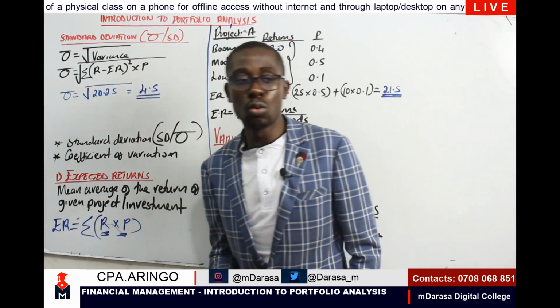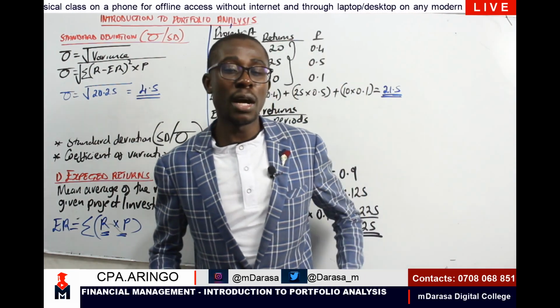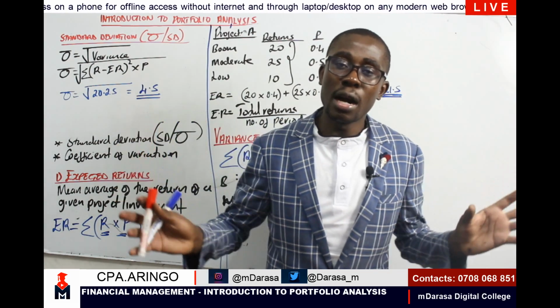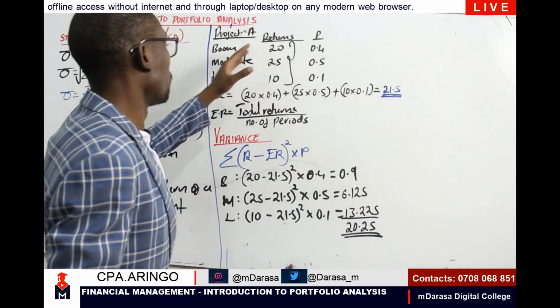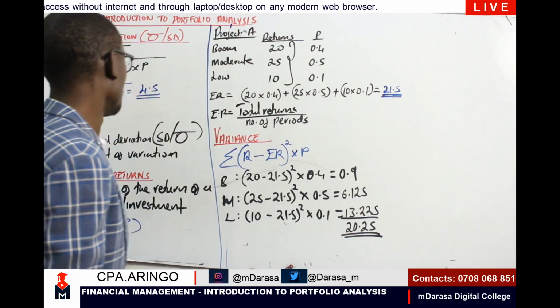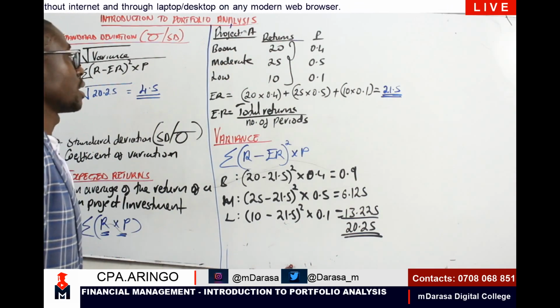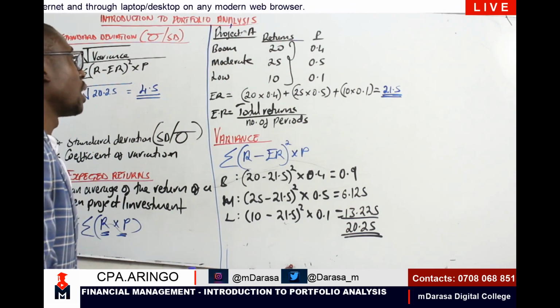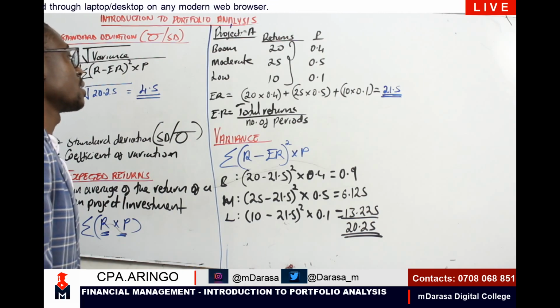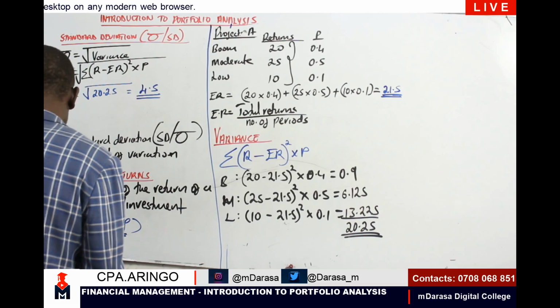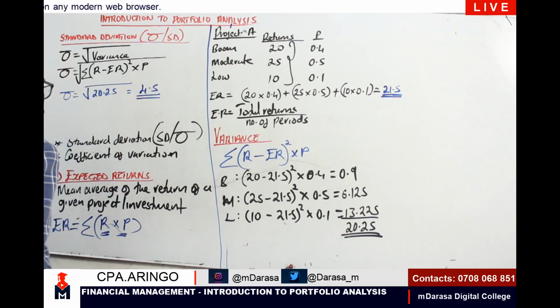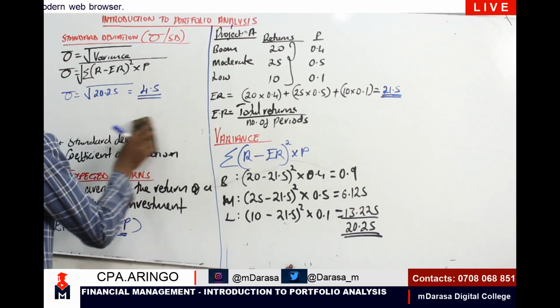But the big question would be, what if I am talking of combined investments? Say we had A and we had B, for example. Or rather in this case, how will I determine the standard deviation of the portfolio? So that is what I'll also want us to dissect here. And that is common, and you should be very keen with that.